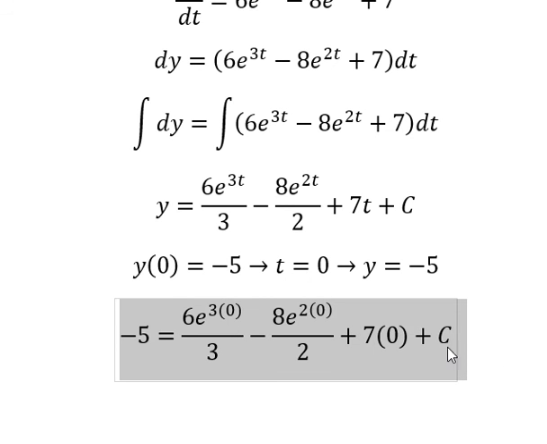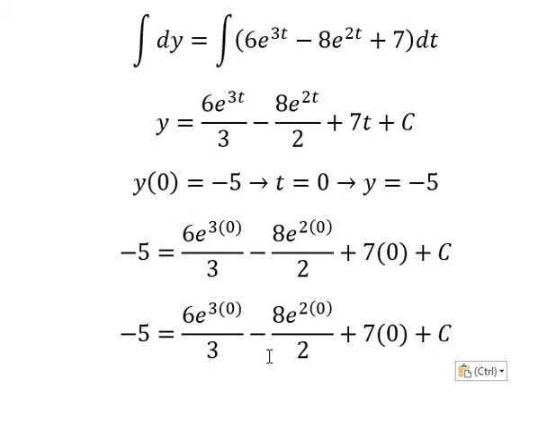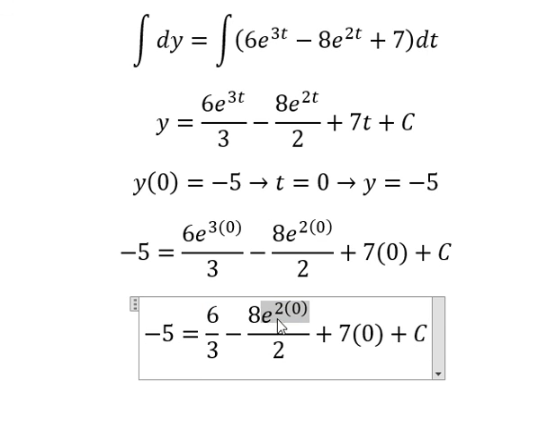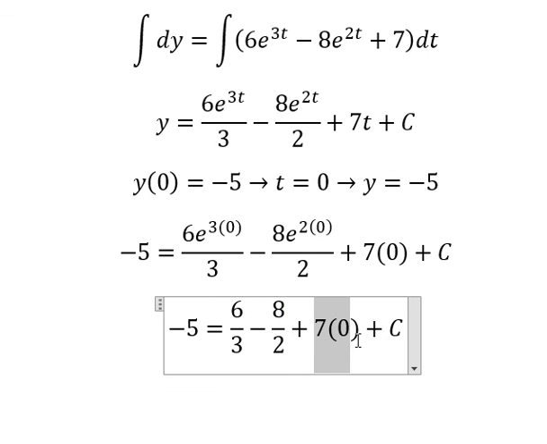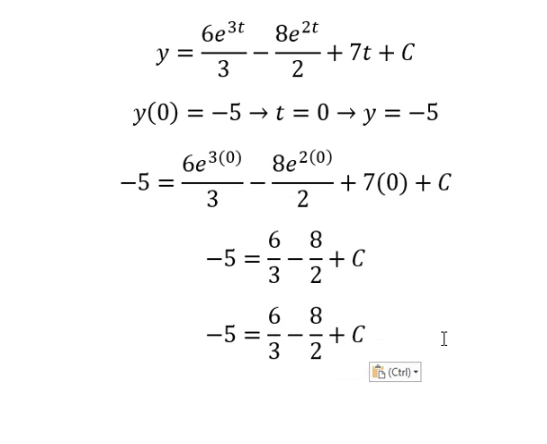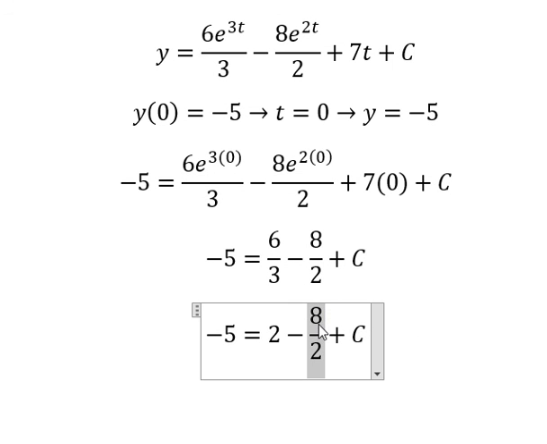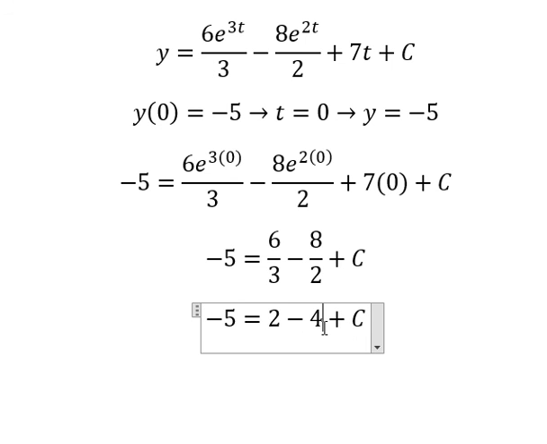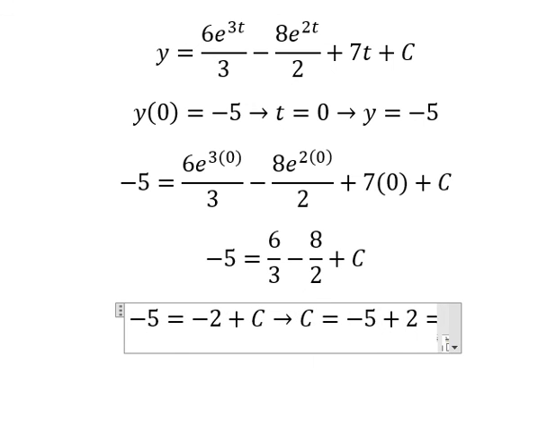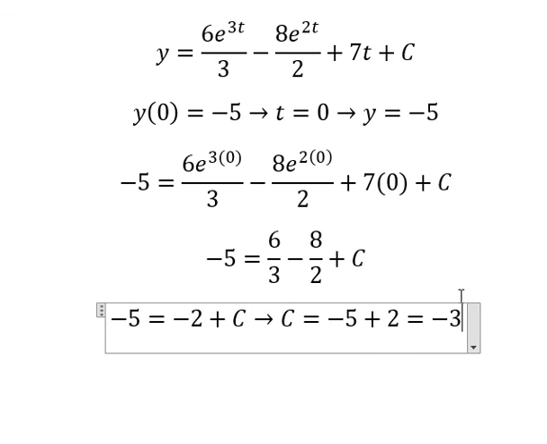Now we need to find the value of c. This one we have number 1. This one we have number 1. This one we got 0. So 6 divided by 3 we have number 2. This one 8 divided by 2 we have number 4. So 2 minus 4 we have negative number 2. So c equals negative number 5 plus 2, and you got negative number 3.